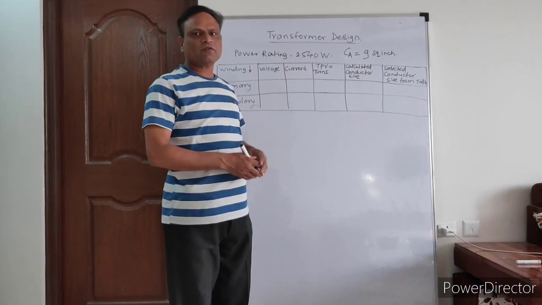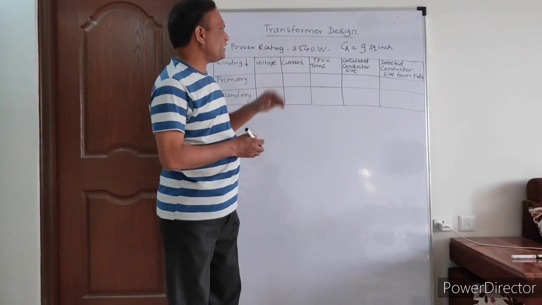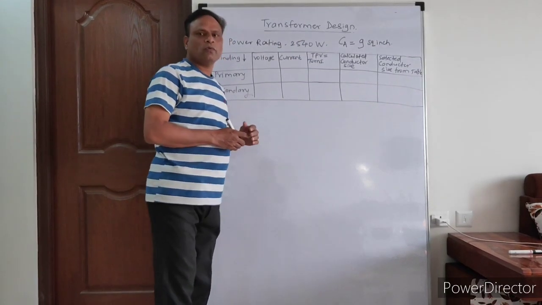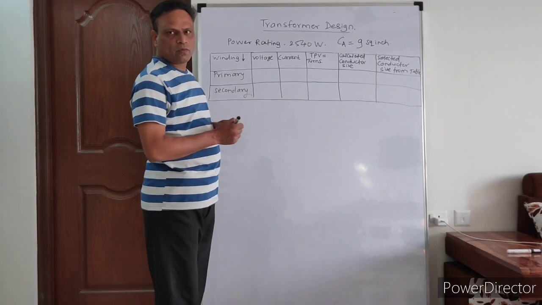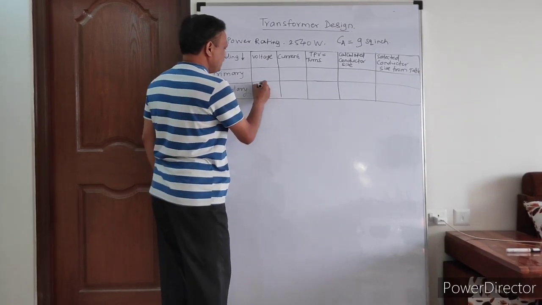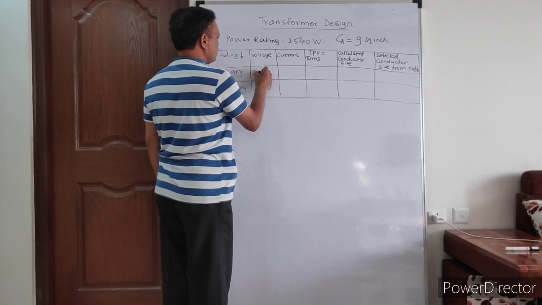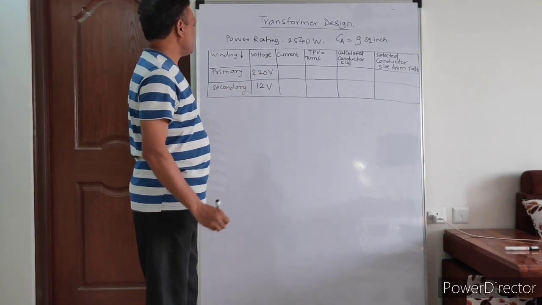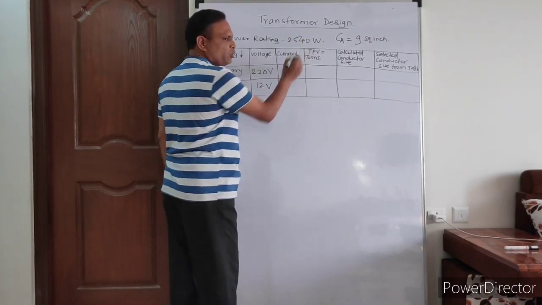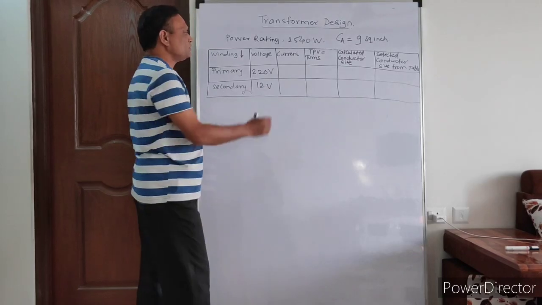We'll understand transformer designing by this simply tabulated table. So we'll solve one by one parameter. So we know the secondary voltage of a transformer and it is 12 volts. We know the primary voltage of a transformer, it is 220 volts. Now we'll calculate the current of secondary. We know the wattage, we know the cross-sectional area. These two things are known to us.